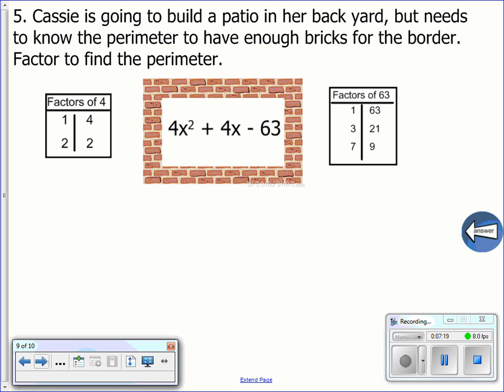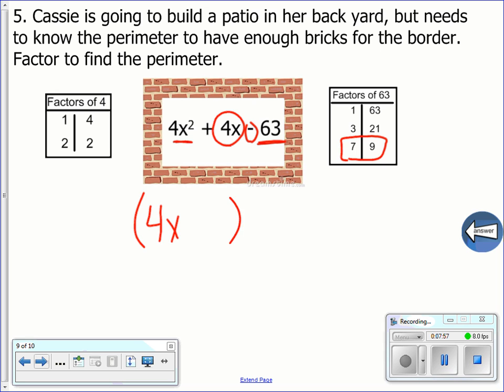All right, Cassie's going to build a patio in her backyard, but she needs to know the perimeter to have enough bricks. Factor to find the perimeter. All right, so if I look at 4, I know I can do 4 and 1 and 2 and 2. I also need to look at my factors of 63 and notice that it's negative, so one of my factors has to be negative. And this number is fairly small, so that's going to tell me that I need factors that are pretty close together. So I'm leaning towards that 7 and 9.